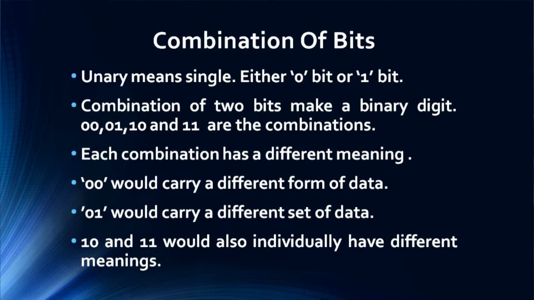A combination of two bits makes a binary digit. Bi means 2. 00, 01, 10, and 11 are 4 different combinations which can exist for 0 and 1 combined together as binary digits. Each combination, it is to be noted, has a different meaning, which means if a signal is going in the form of 00, it would carry a different form of data. 01, on the other hand, would carry a different set of data. 10 and 11 would also individually have different meanings.